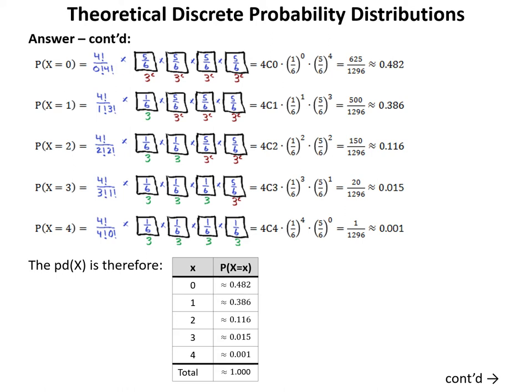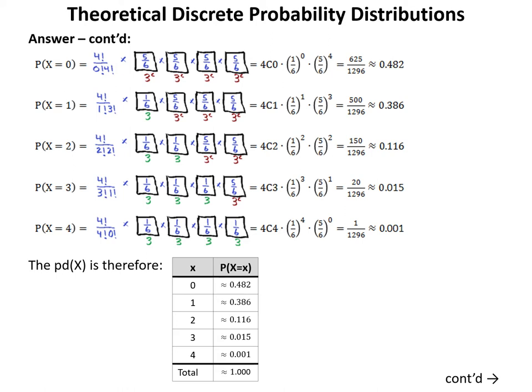So on the slide here, we can see we've set ourselves up to answer the probability for all of the values of x from 0 through 4. And we're going to use this box method that's worked well for us previously in order to work out these probabilities. Let's start with the probability that x equals 0. In that case, you can see that the four boxes all have 3 complement underneath. In other words, on all four rolls of the die, we don't get a 3. So the probability each time would be 5 over 6, so that would be 5 over 6 to the power 4.